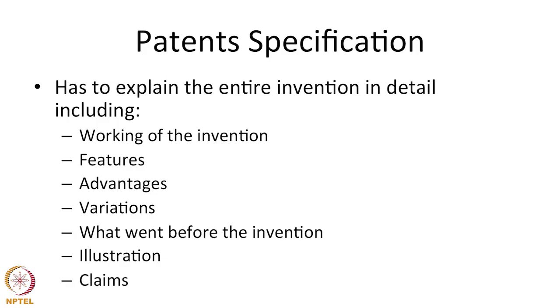So it's a narrative which starts with the background art, then it goes towards describing the invention, the purposes of the invention, what are the problems the invention solves, various other things, and it also has embodiments, illustrations, how the invention works, or what are the parts of an invention, if the invention is a mechanical invention. And finally, it ends with the claims.